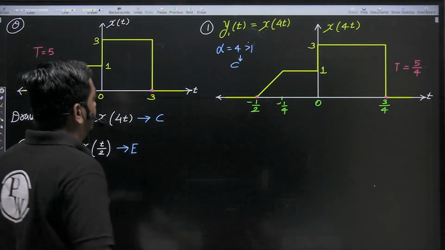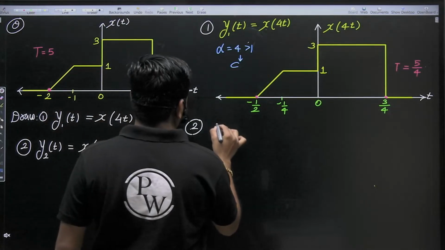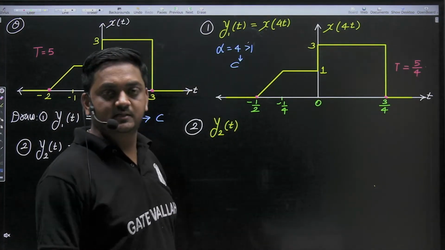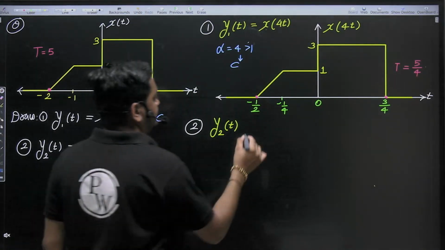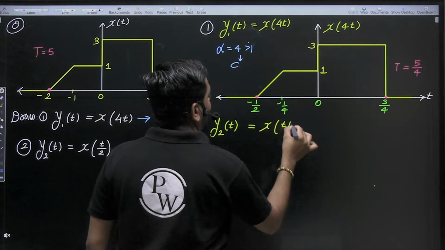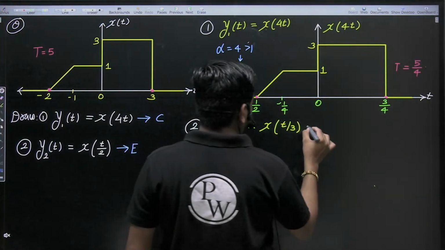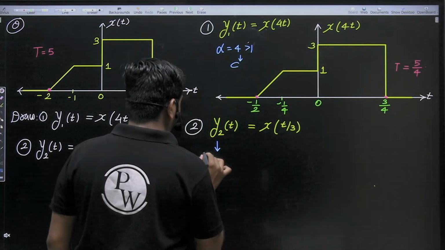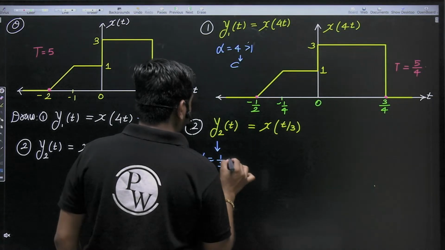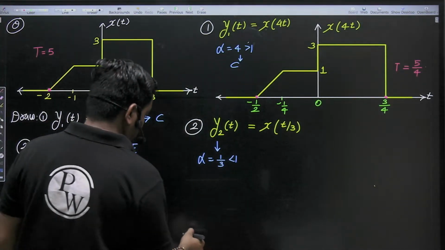Now second, guys. Second case: y2 of t, which is equal to x of t divided by 3, guys. So what is the scaling factor here? Here you can see the scaling factor alpha equals 1 by 3, which is less than 1, guys. Less than 1, that means expansion.